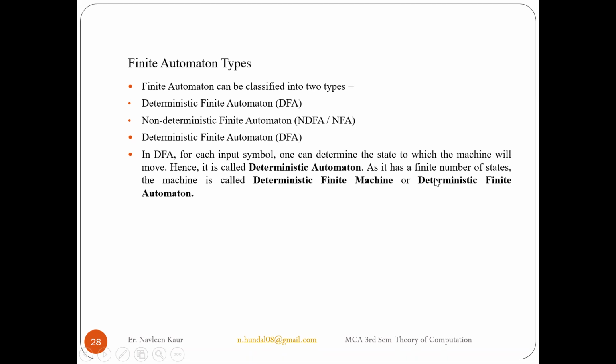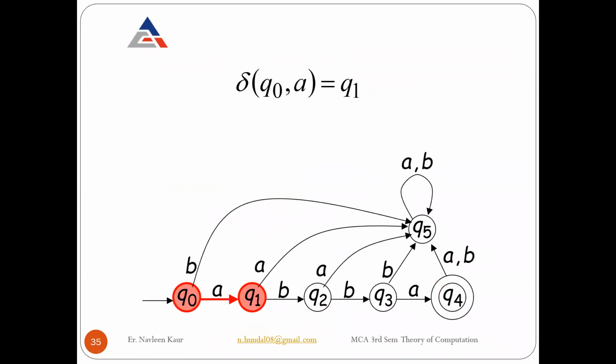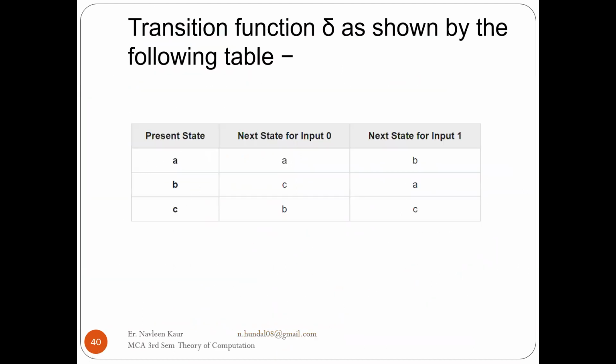And as you know, it has a finite number of states, the states are countable. Some automatas have 5 states, some automatas have 3 states. As it has a finite number of states, that's why it is known as deterministic finite machine or deterministic finite automaton. Okay, so here is an example that I want you to check.